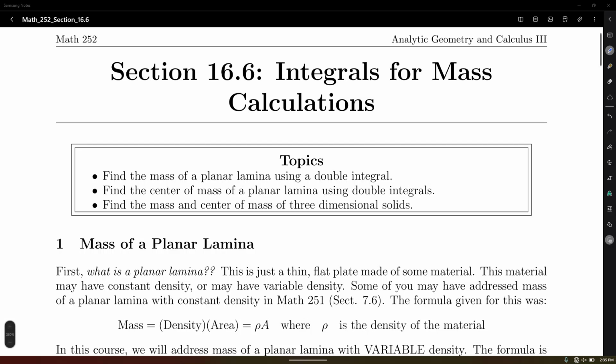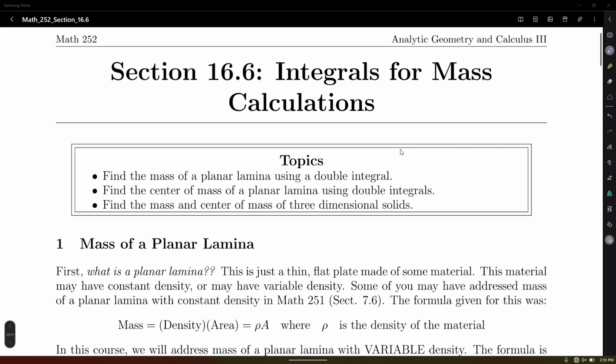Alright, so in this video we'll discuss section 16.6, integrals for mass calculation. So we will find the mass of a planar lamina using a double integral, find the center of mass of a planar lamina using a double integral, and find the center of mass of a three-dimensional solid. So let's get started to define the mass of a planar lamina.